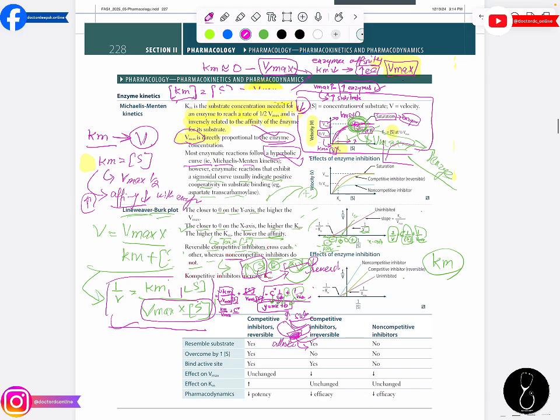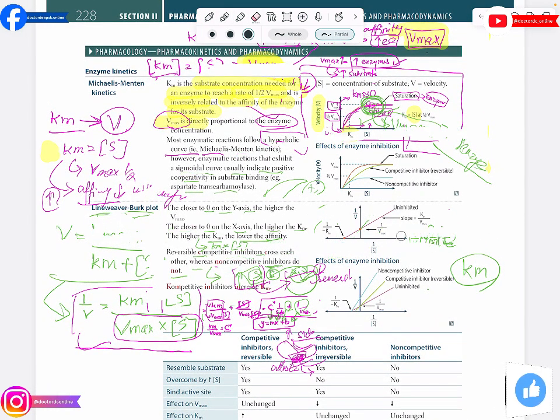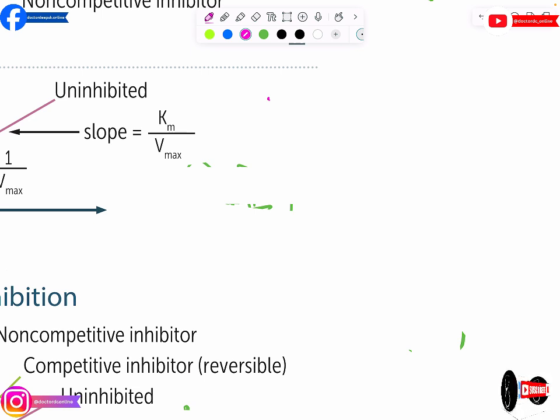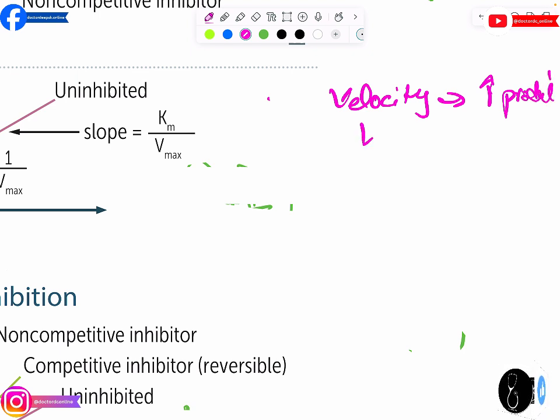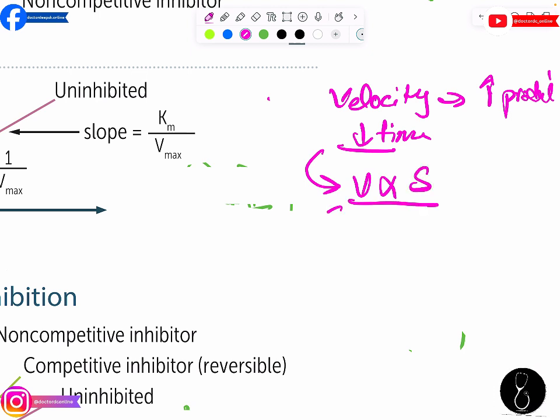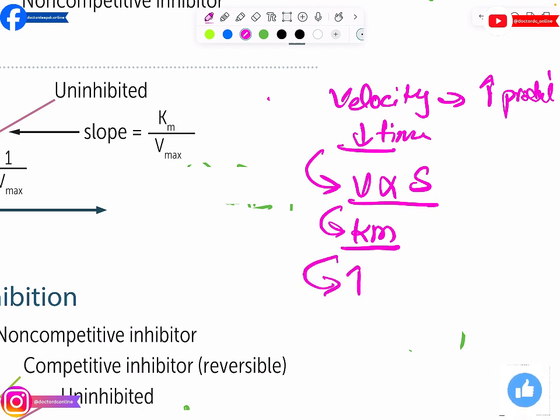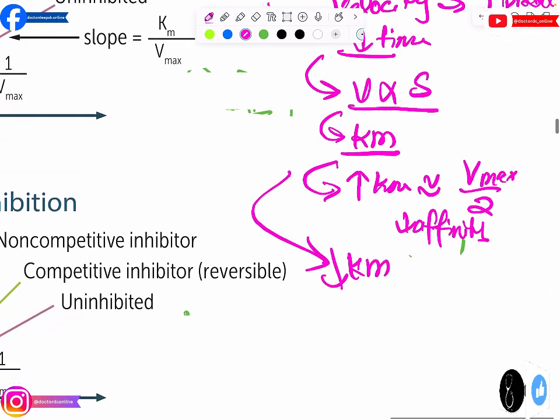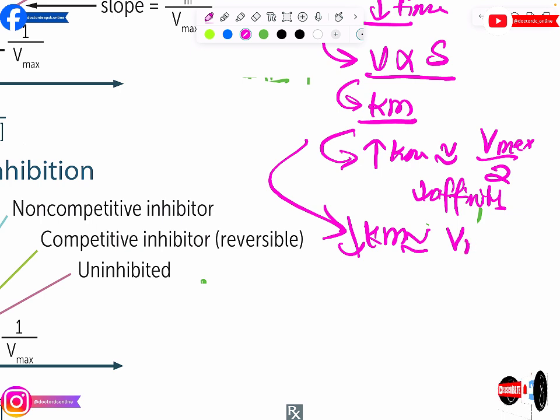That is all for today, and if I summarize all the topics of kinetics: enzyme kinetics is totally about how much product is forming and how much time it is taking. Secondly, it is a relation between the velocity and the substrate, determined by one constant called the Km. If the Km is higher, then the velocity will be half of the maximum, and affinity will decrease. And if the Km is less, then velocity will reach Vmax, and affinity of the enzyme will increase.